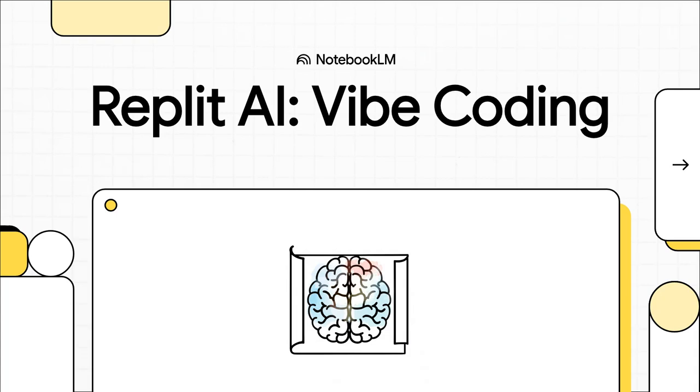Welcome to The Explainer. Today, we're diving into a concept that's been gaining a lot of steam, vibe coding. It's this whole new way of thinking, powered by a tool called Replit AI, that promises to let you turn your ideas into actual software with practically zero friction.